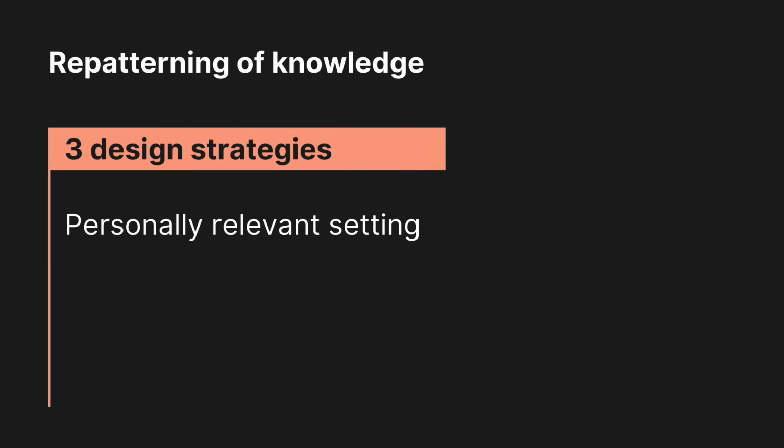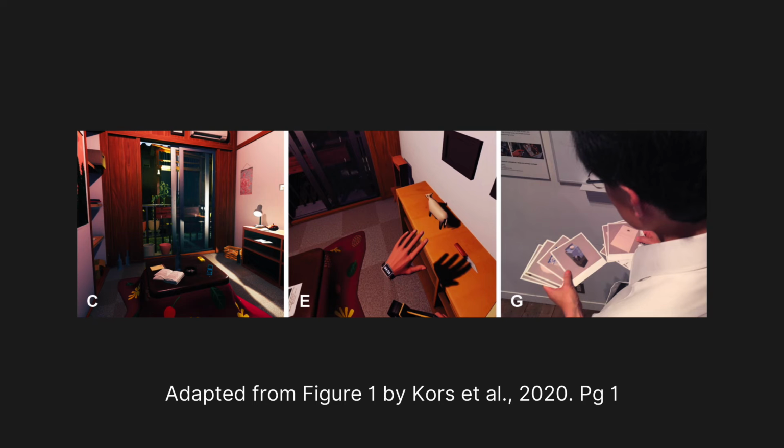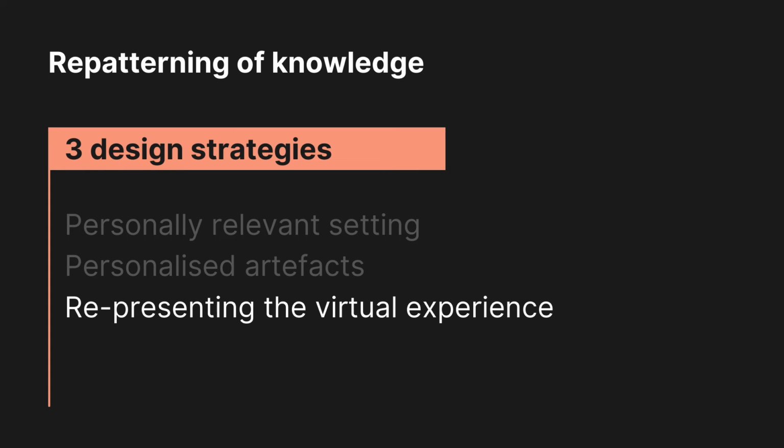The final stage is a repatterning of knowledge, which involves changing or confirming personal insights, and this was fostered by 3 design strategies. The first strategy involves basing the virtual world off of personally relevant settings to encourage participants to rethink and alter their previous knowledge. Another technique is using personalized artifacts to change interpretations in real life. For example, by incorporating common or personal objects in VR, thereby facilitating reflection by anchoring thought to the objects. The last strategy is representing the virtual experience, and this essentially means employing a life review of the VR experience where participants saw a playback of their actions, resulting in summative reflection.